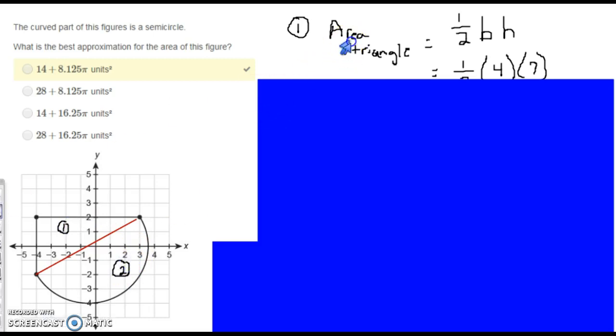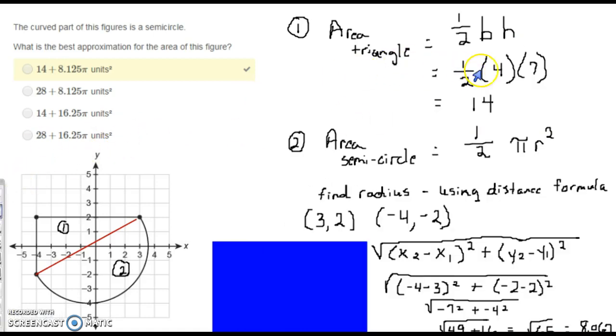So the area of our triangle is the first area that they have here. So 1/2 the base times the height. And then here you can see that the base is 1, 2, 3, 4. The height is here, so from here to here is 7 units. Multiply that out, you get 14. So now you can at least narrow down your choices, right?